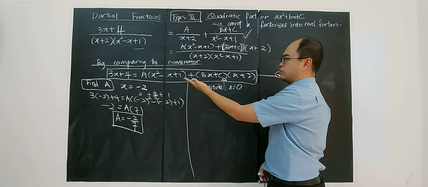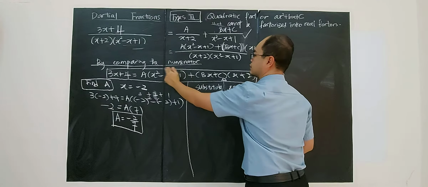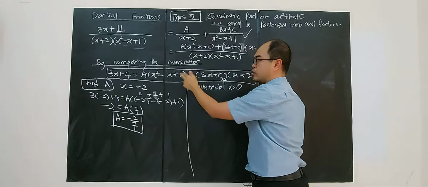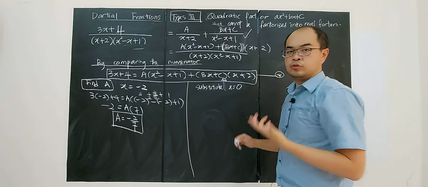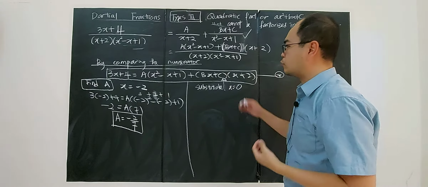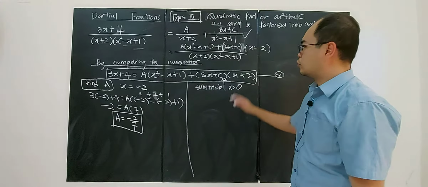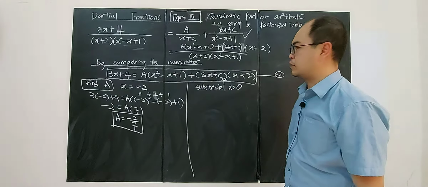No matter what, this will not be 0. You're putting because this cannot be factorized. If this cannot be factorized, it won't have roots. Won't have roots means it won't become 0, right? So you don't need to try. For sure, it won't be 0.